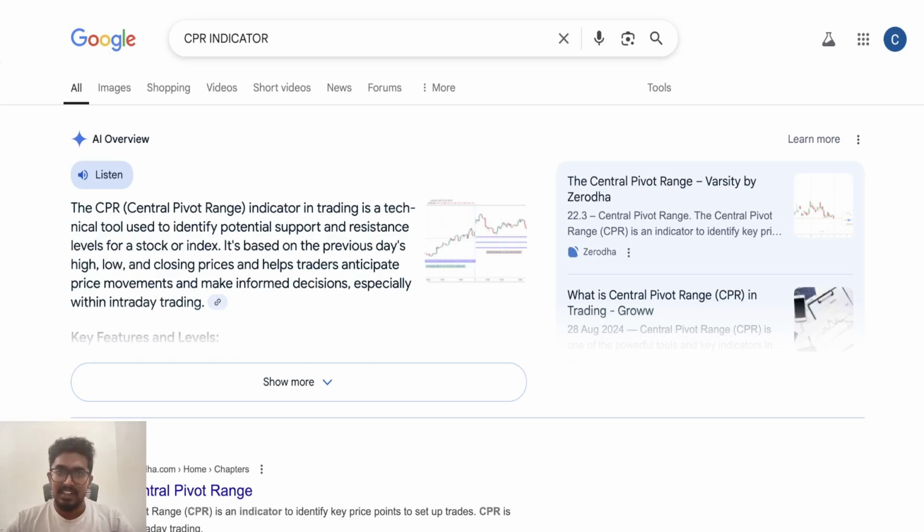Theoretically, we will know what this actually is, but what is it practically, and how will we use this CPR indicator moving forward in our chart? What is the use, what are the advantages, and how is it helpful to professional traders? Let me look into this as well.